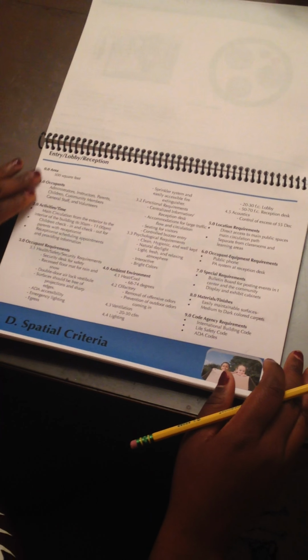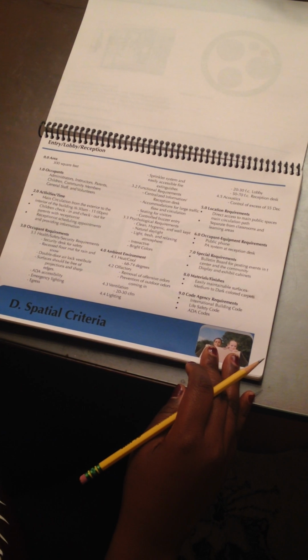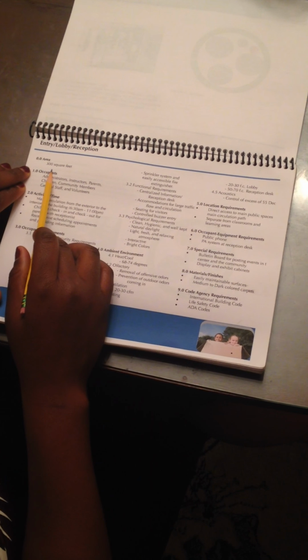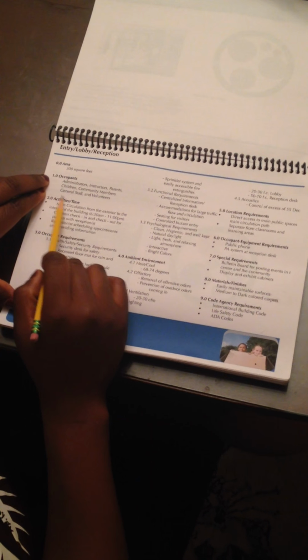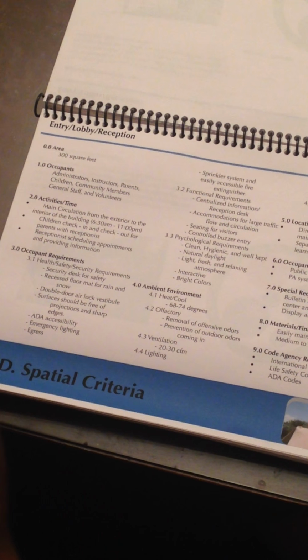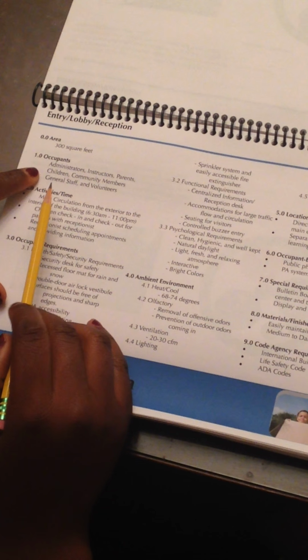And then each space has a spatial criteria, and you'll find an example of this for you to see and use for your group project. The spatial criteria is going to cover how much square foot is going to cover that particular space. Who are the people using the space? So who are the occupants? Is it just clients? Is it staff members, administrators? In this particular example, it was children, community members, general staff, and volunteers.